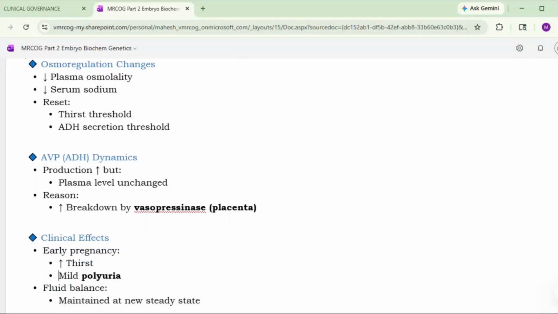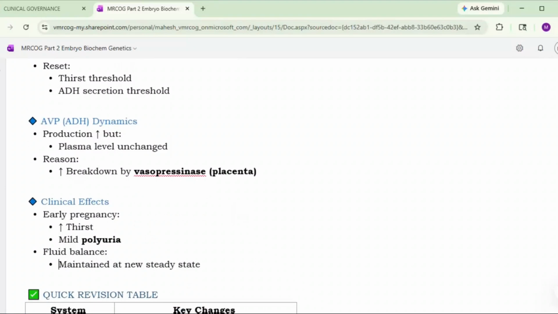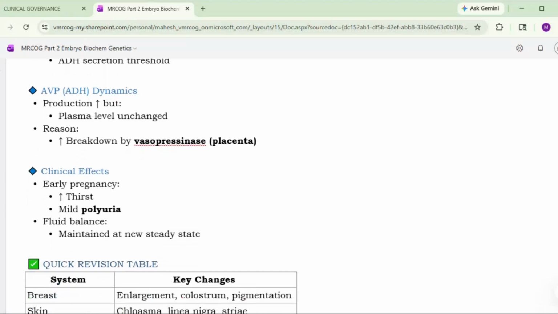As far as ADH dynamics are concerned, the production is increased, but the plasma level remains unchanged. The reason is that there is an increased breakdown by vasopressinase. Vasopressinase is the enzyme which is produced from the placenta. So even if the ADH levels are increased, the breakdown is also increased. That is why the plasma level remains unchanged in spite of production being increased. Then in early pregnancy, there is increased thirst and mild polyuria. Fluid balance will be maintained at a new steady state.